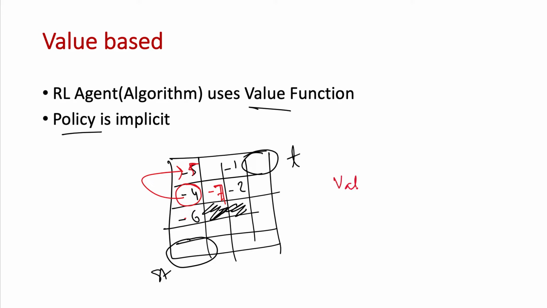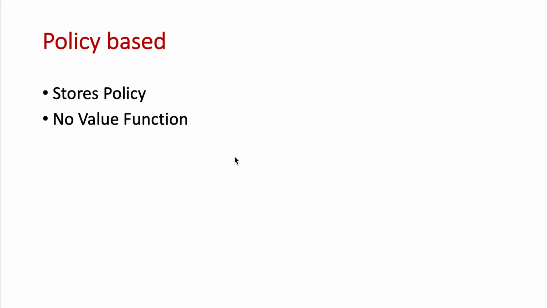So using the value function, the agent decides what action it should take. So it did not require a policy. So this kind of RL agents are called value-based RL agents. Next kind of RL agents are policy-based, which store a policy and they don't need a value function.